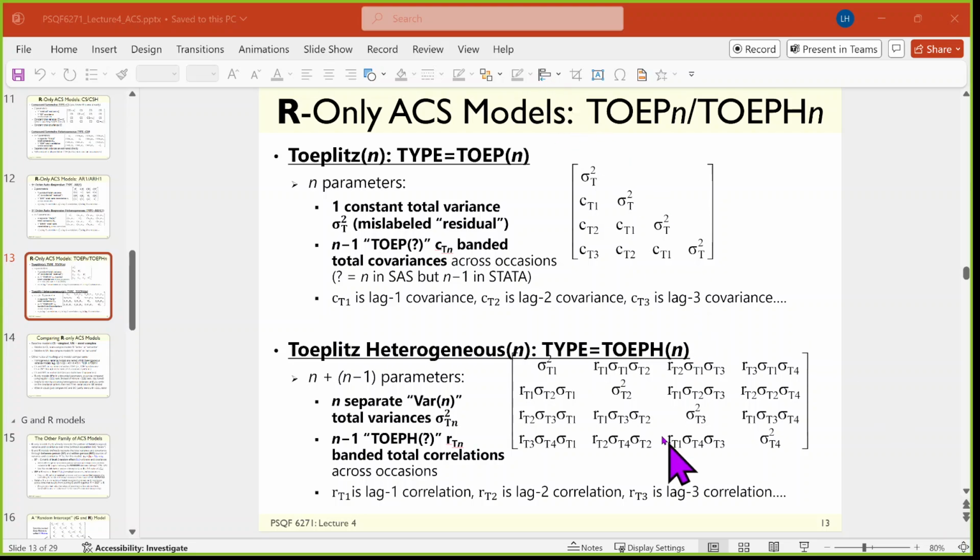Just one more point I wanted to make while I had this up. The same thing happens with the heterogeneous models in compound symmetry and in Toeplitz. The covariance that's held in common in the homogeneous version switches to a correlation that's held in common. That correlation then multiplies the corresponding standard deviations of those variables to become the covariance. So then the lagged pattern follows the correlation, not the covariance, as long as you have heterogeneous variances.